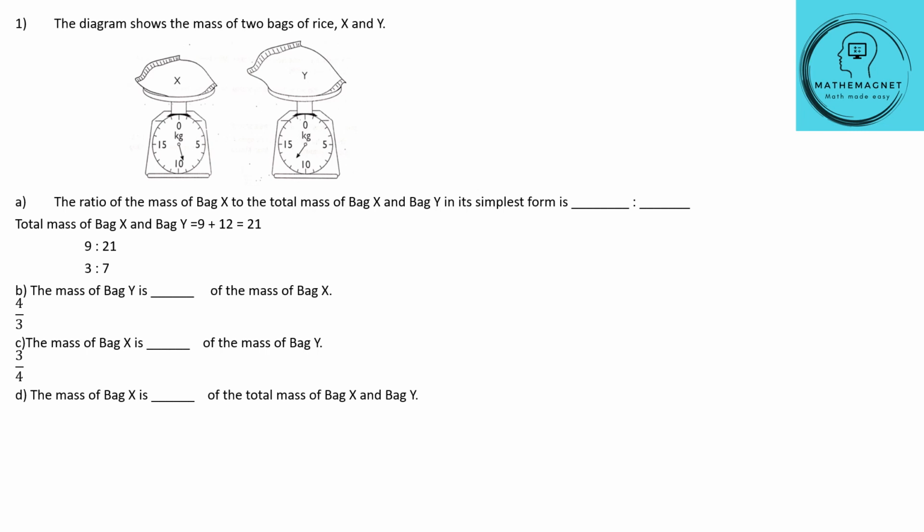Question D, the mass of bag X is dash of the total mass of bags X and Y. We already calculated the total mass as 21, and we know the simplified version is 7. So the mass of bag X is 3 by 7. Now question E, the mass of bag Y is dash of the total mass of bags X and Y. The total mass of bags X and Y we know is 21 and the mass of bag Y is 12. So it will be 12 by 21, which in its simplified form is 4 by 7.